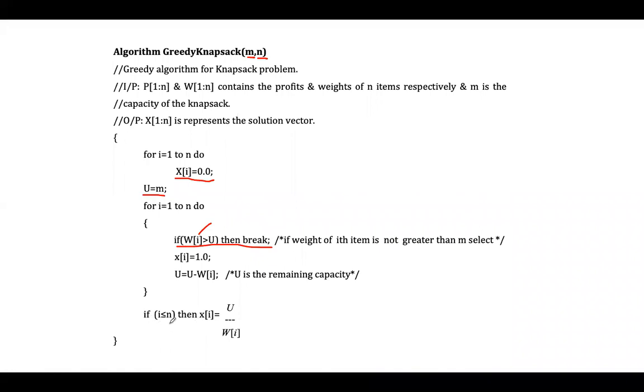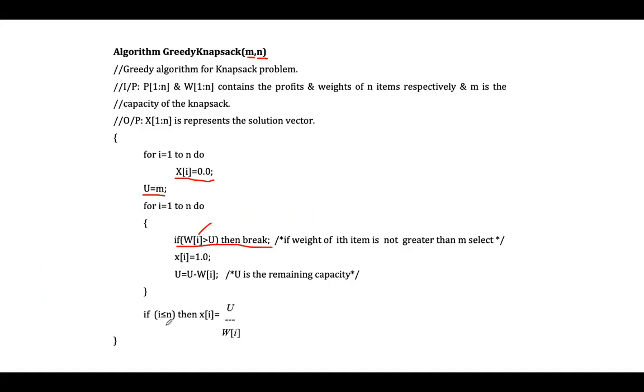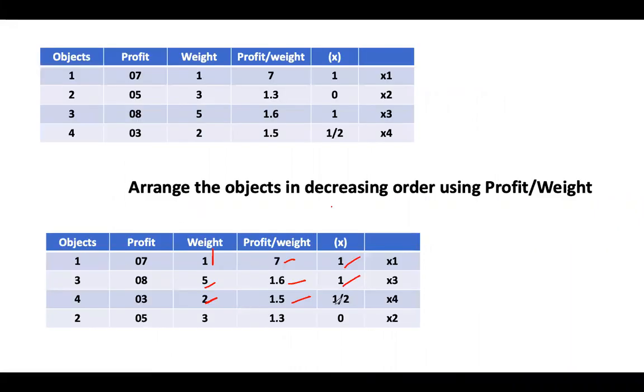And then you will check one more condition, if I is less than or equal to n. I value is 3, n value is 4, so this condition is true. You have come out of the for loop. Then xi is equal to U divided by weight of I. U is 1, weight of I is 2, so xi is equal to 1 by 2. Is it clear? Very simple algorithm.